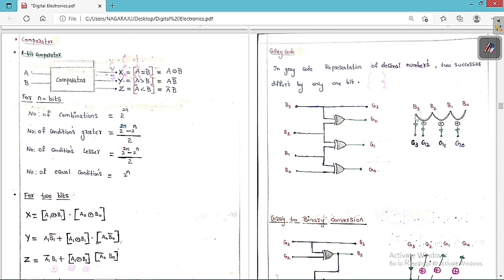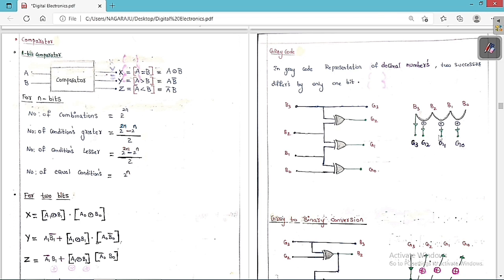So J3 is always equal to B3, J2 is equal to B3 XOR B2, J1 is equal to B2 XOR B1, and J0 is equal to B1 XOR B0. Here you write B3, B2, B1, B0 in this shape and take it as it is. J3 is equal to B3, J2 is equal to B3 XOR B2, J1 is equal to B2 XOR B1, and J0 is equal to B1 XOR B0.